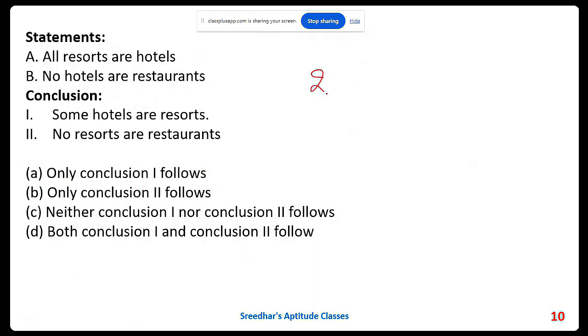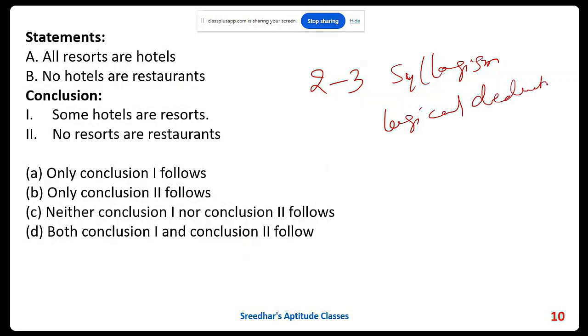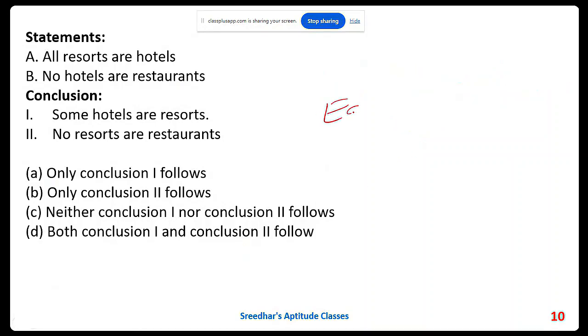Now, there are 2 to 3 questions on syllogisms. We also call it logical deductions. You can also call them statements and conclusions as well. There are 2 to 3 questions, quite easy questions only. Deep knowledge of syllogisms is not required to answer these questions. Even if you know the basics of syllogisms, you will be able to answer.